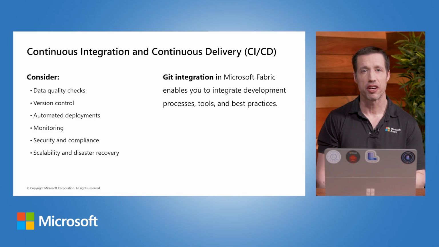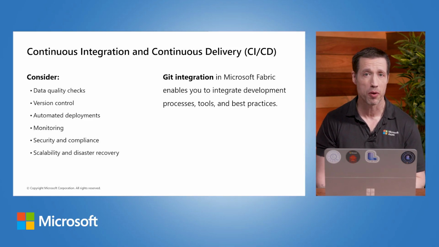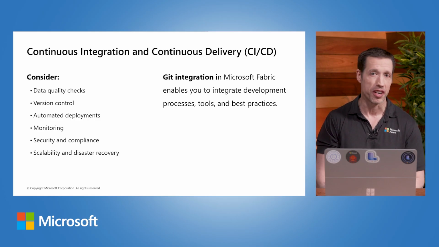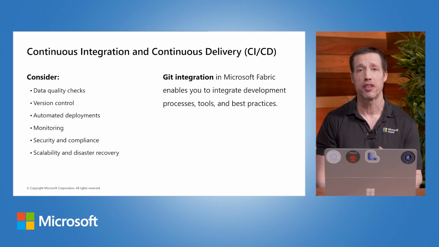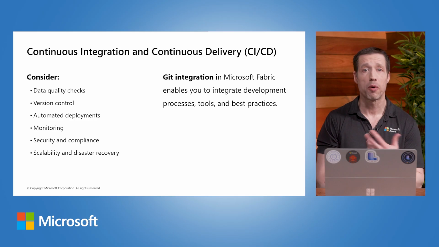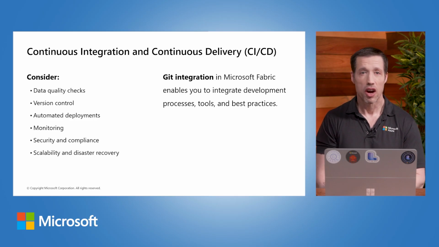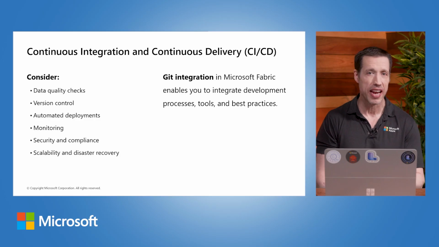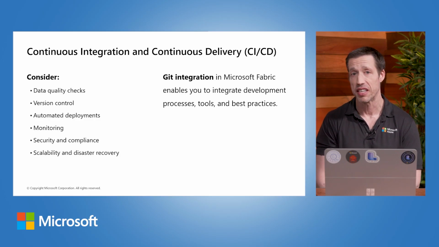Defining a continuous integration and continuous deployment process for a lakehouse architecture involves several considerations to ensure a smooth and efficient deployment process. Some considerations are listed here. While some of these are related to processes and practices, others are related to the tools and technologies used to implement CI/CD. Fabric natively provides several tools and technologies to support CI/CD processes.